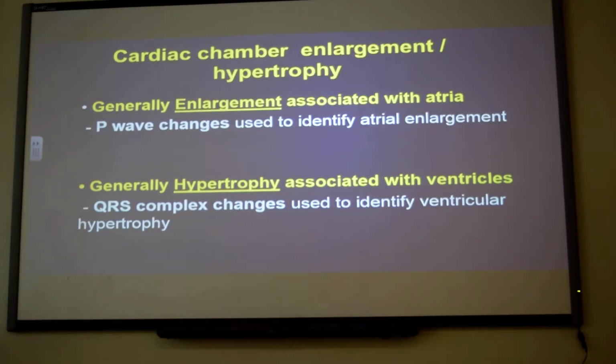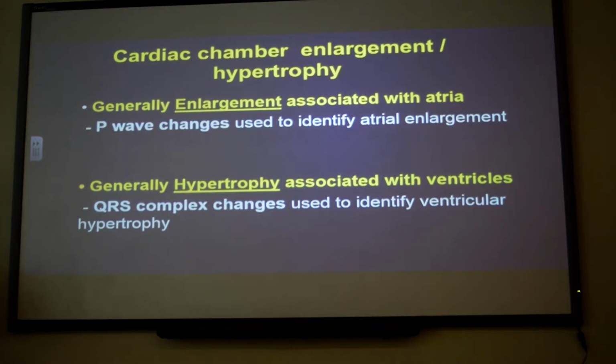Generally, we use the term enlargement for the atria and hypertrophy for the ventricles, because atria usually respond with enlargement, dilatation, whether there is pressure or volume overload, while ventricles mainly increase their thickness, they are hypertrophied.